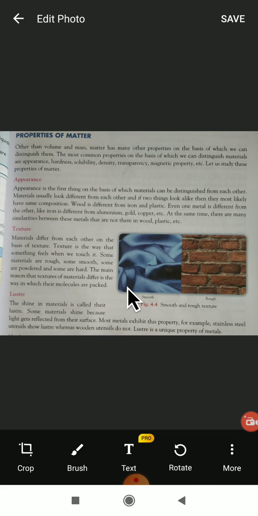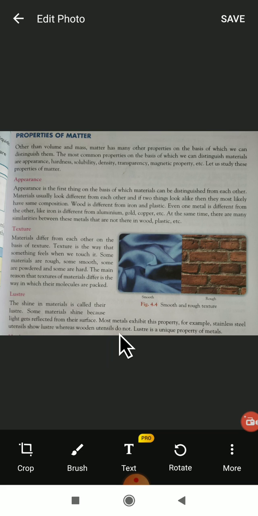Next we will see the luster. What do you mean by luster, and what is this property? The shine in a material is called its luster. Remember, luster is nothing but it gives shininess to any object. It gives a shining nature.